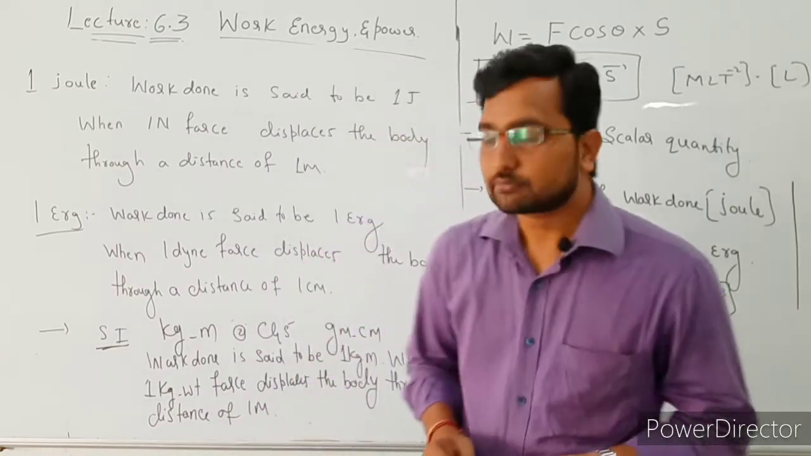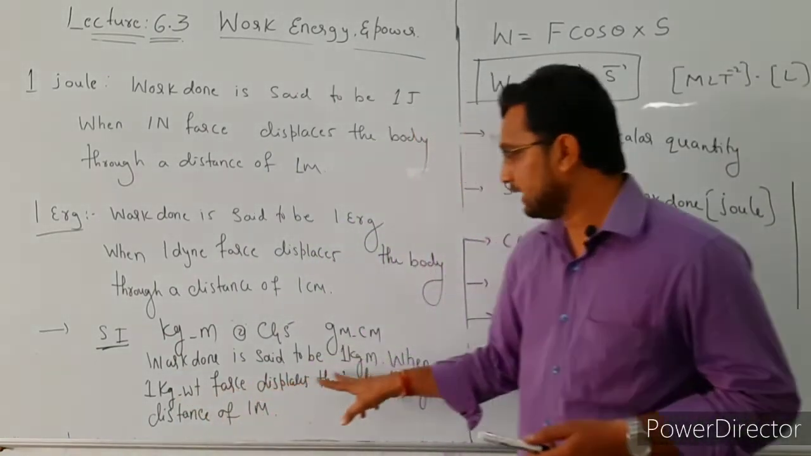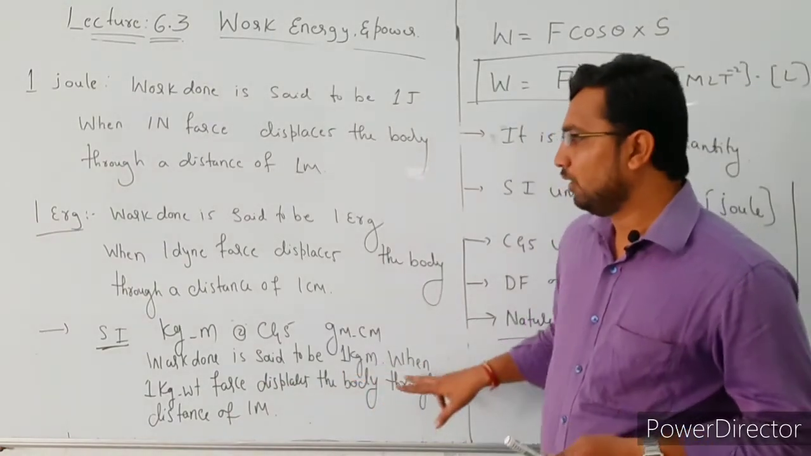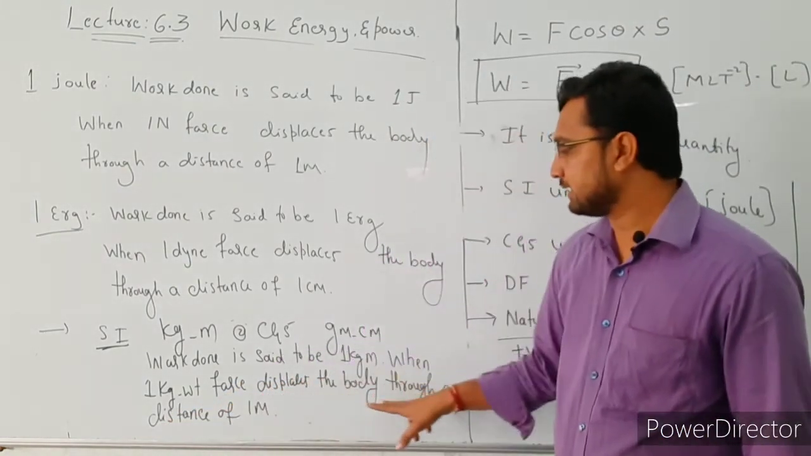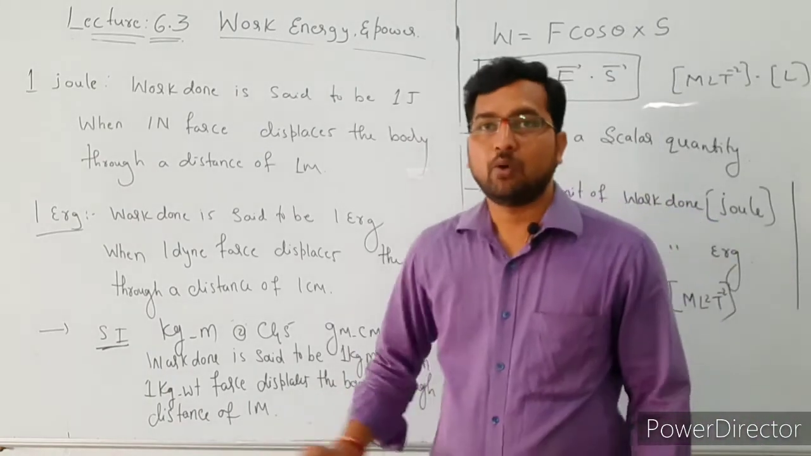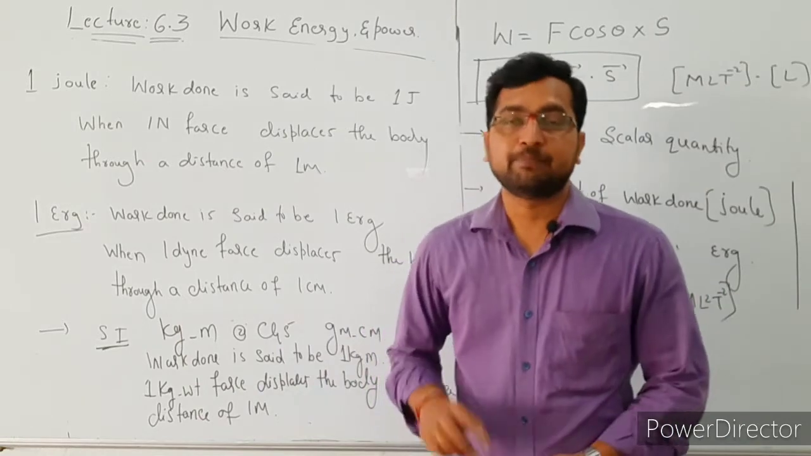What is the definition of a kg meter here? Work done is said to be 1 kg meter when 1 kg weight of force displaces the body through a distance of 1 meter. So that is known as the kg meter.